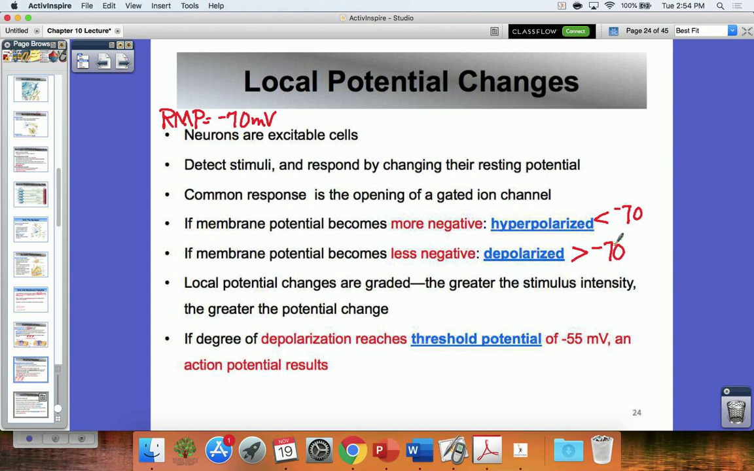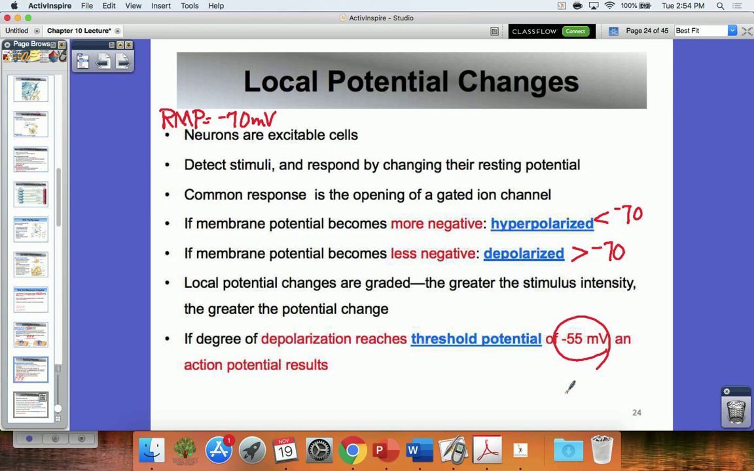But the way to start an actual action potential or nerve impulse, we have to reach a threshold. So this is the minimum amount that we need to cause an action potential to happen. And so the threshold potential, which means what is the minimum amount that we have to get to in order for an action potential to happen, is -55.